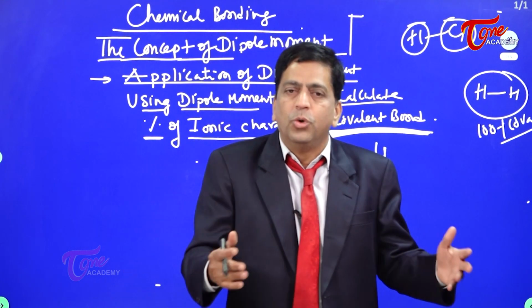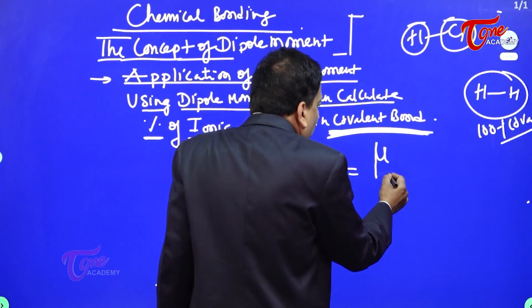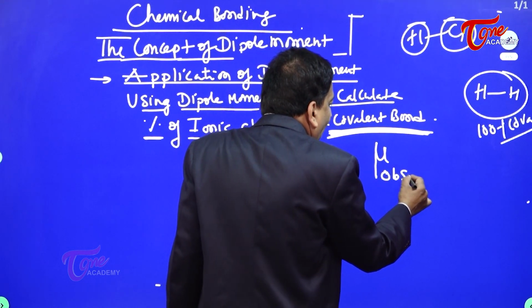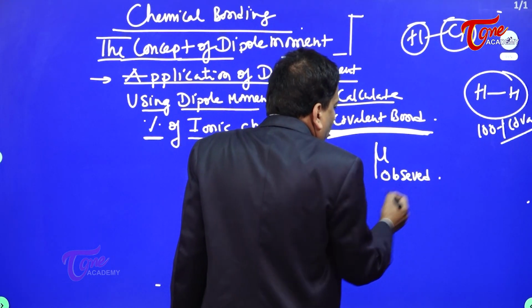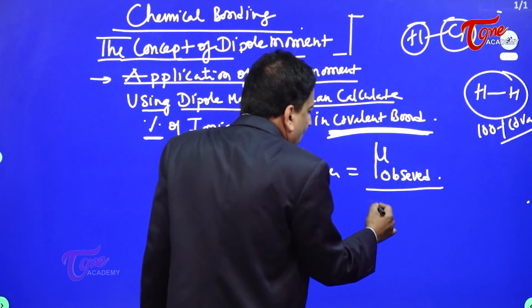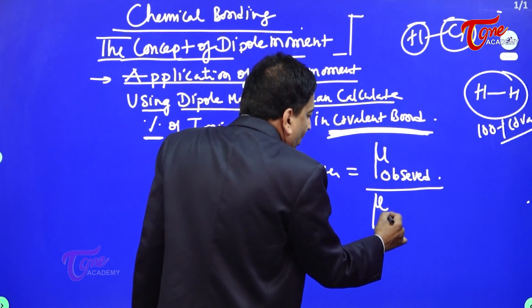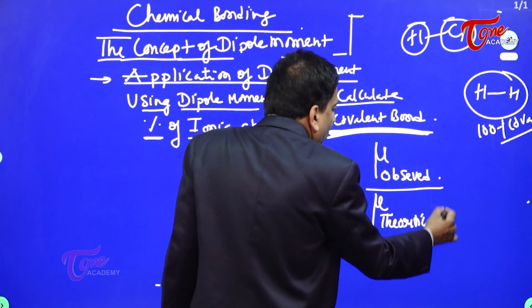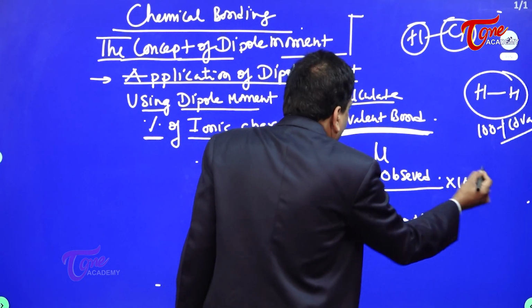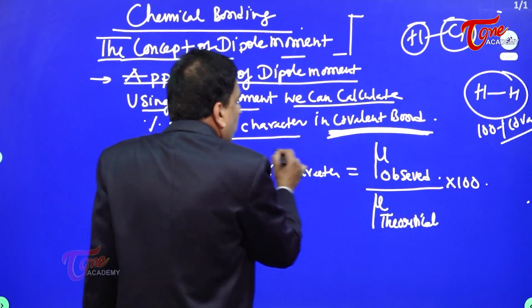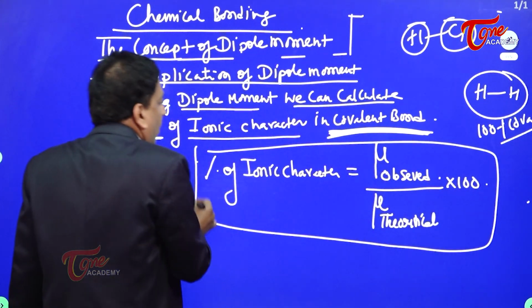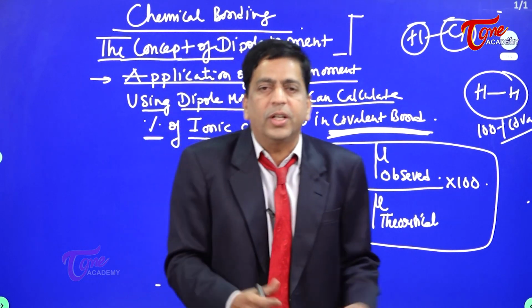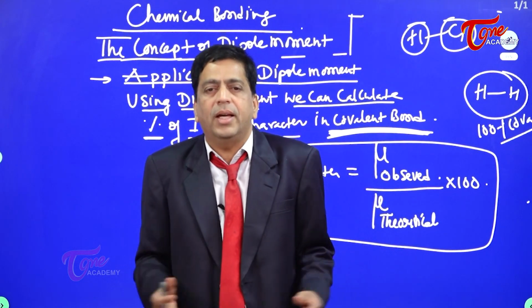What is mu? Mu is the observed dipole moment. Mu observed divided by mu theoretical into 100. Now this gives you the percentage of ionic character. Now we wanted to know what is mu observed, mu theoretical, and then into 100.